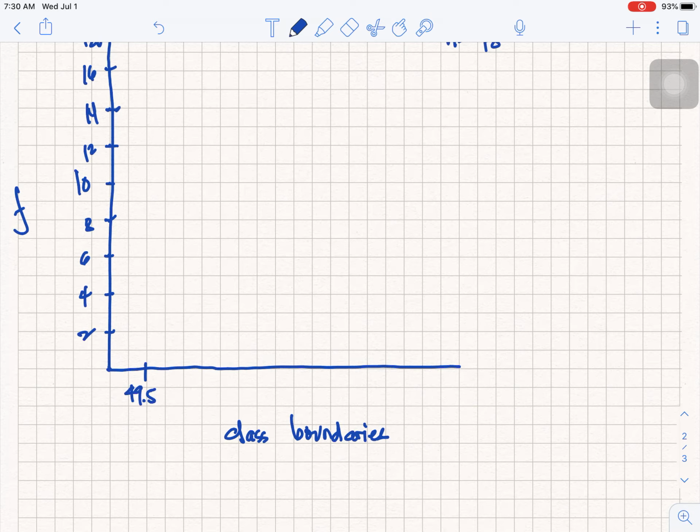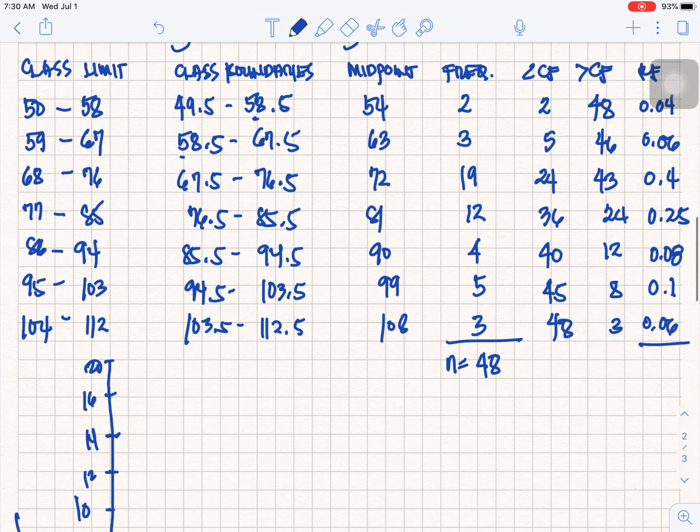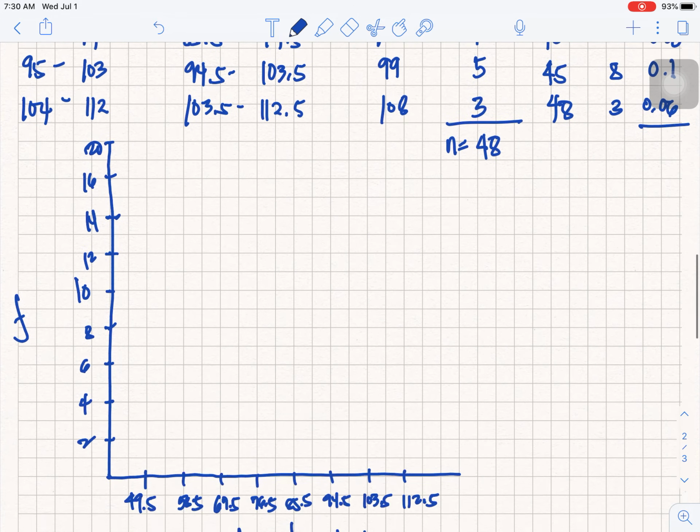49.5, then 58.5, then 67.5, then 76.5, then 85.5, then 94.5, then we have 103.5, then we have 112.5. Okay, so for 50 to 58, we have there 2.